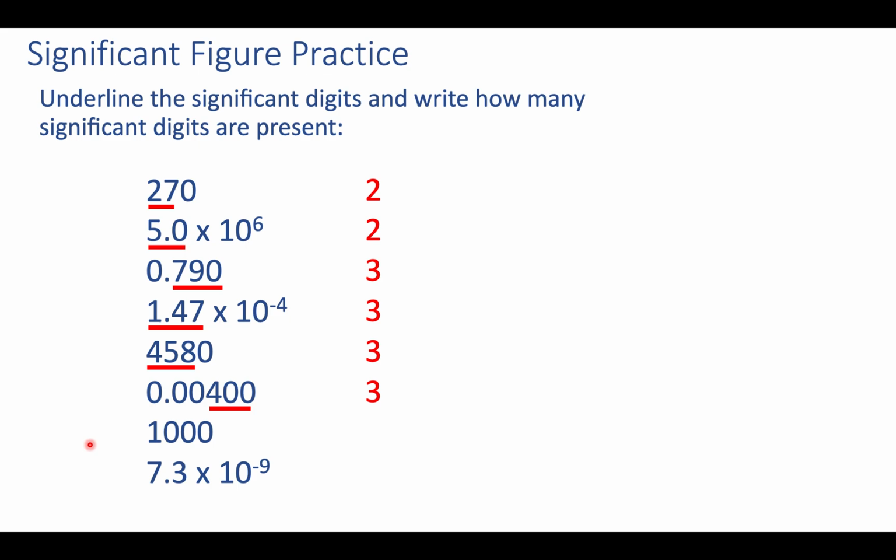So for 1,000, again, this is another example where we don't have a decimal point to tell us where our significant digits are. So we have to assume that the 3 zeros are not significant. Only the 1 is going to be significant in this instance, which means that this number has only 1 significant digit. And finally, we have 7.3 times 10 to the negative 9. The 7 and the 3 are both significant because they are non-zero numbers. The times 10 to the negative 9 is just telling us where the decimal point is. So we don't include this as significant. So in this case, we have 2 significant digits.